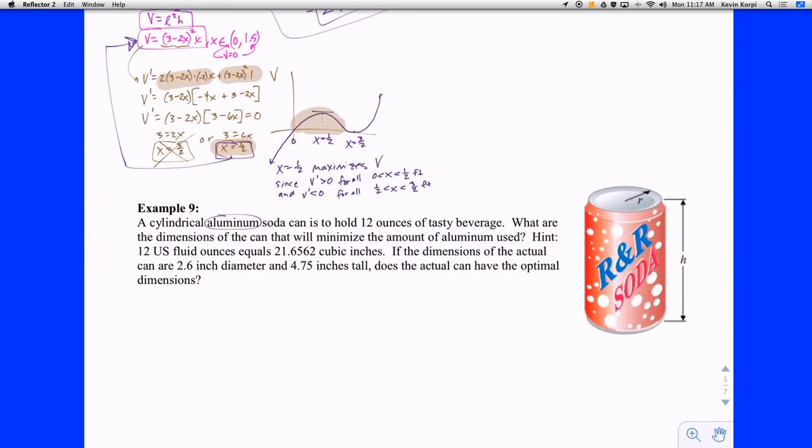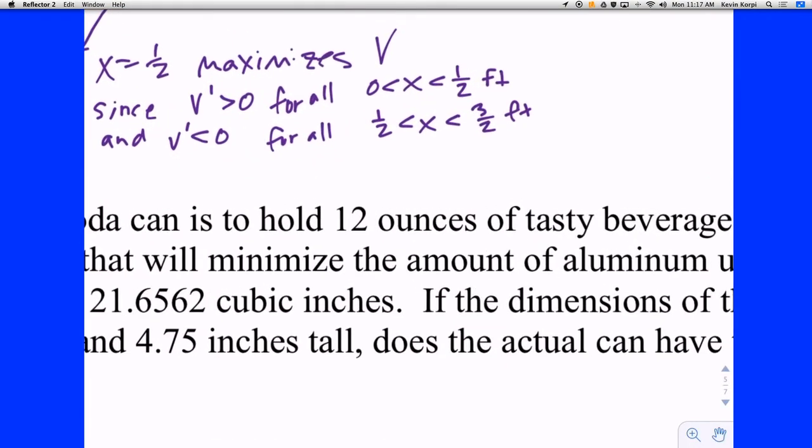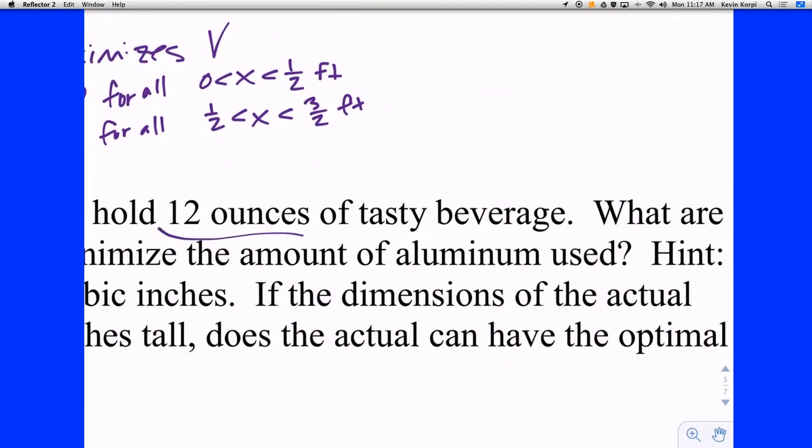Well, let's read. A cylindrical aluminum can is to hold 12 ounces of tasty beverage. Now, believe it or not, a lot of research has gone into that number as well. What does the average person enjoy drinking in one sitting? Well, if you're one of my kids at home, it's not 12. Because you open a can, you leave it sitting out, and it goes flat, and the next day it's still 3/4 full, and you do that all the time. Okay?